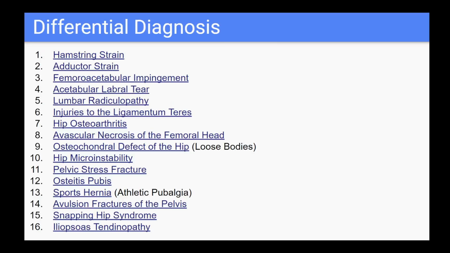The differential diagnosis is pretty broad, includes hamstrings and adductor injuries, femoral acetabular impingement, acetabular tears, radicular disease from the back, injury to the ligamentum teres, hip OA, AVN, osteochondral defect of the hip and loose bodies, hip microinstability, pelvic stress fractures, osteitis pubis, sports hernia, avulsion fractures of the pelvis, which our guy does not have, but he has an injury at the AIIS, snapping hip syndrome, and iliopsoas tendinopathy, and that's not even a complete differential.